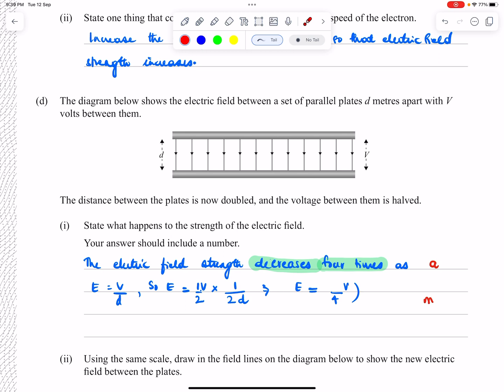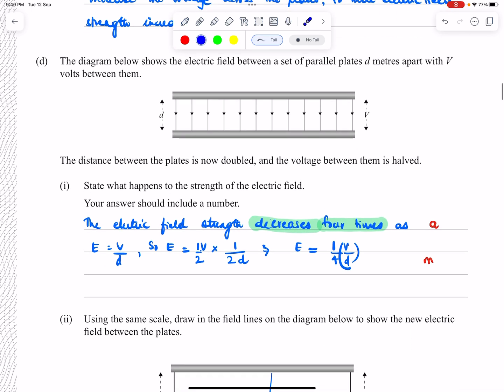So what's happened to V? V has become half, so you divide that by 2. What's happened to d? It's become twice. So you get 2 times 2 is 4. So the electric field strength becomes a quarter V over d. So 1/4 V over d. Somehow that got rubbed off. Okay, there we go. So that's worth a merit.